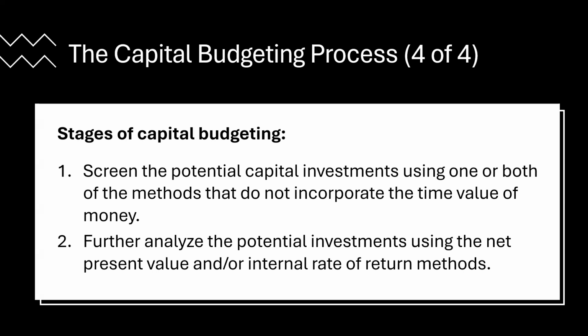Potential capital investments that pass stage one go on to a second stage of analysis. So in the second stage, managers further analyze the potential investments using the net present value and/or internal rate of return methods. Now, because these methods consider the time value of money, they provide more accurate information about the potential investment's profitability.